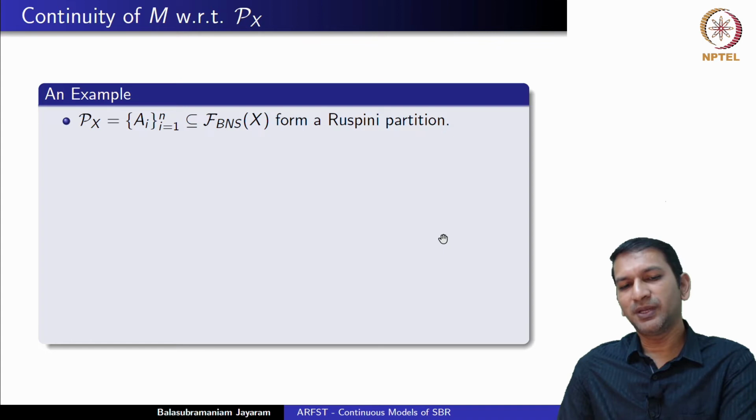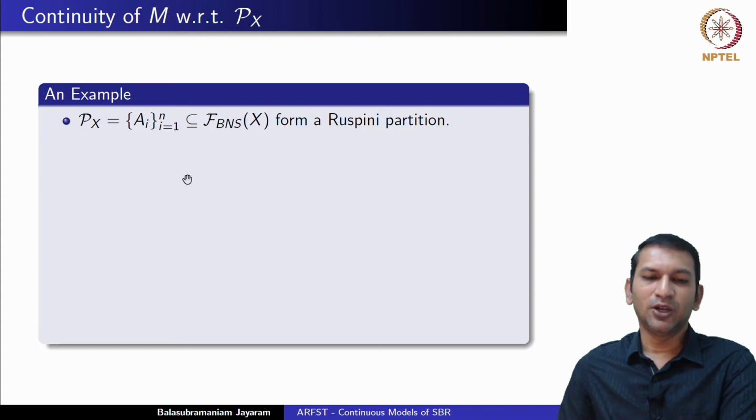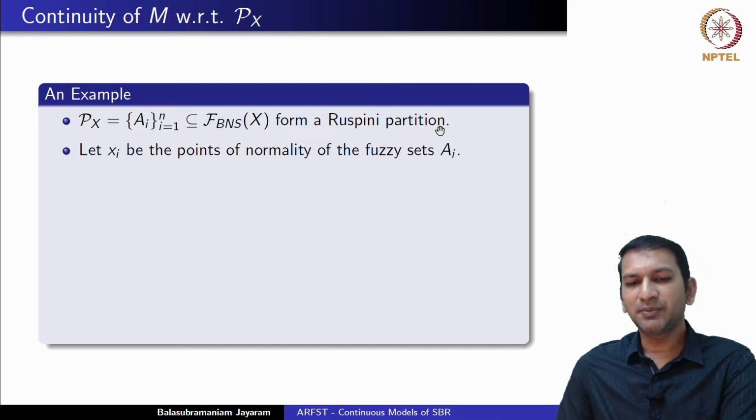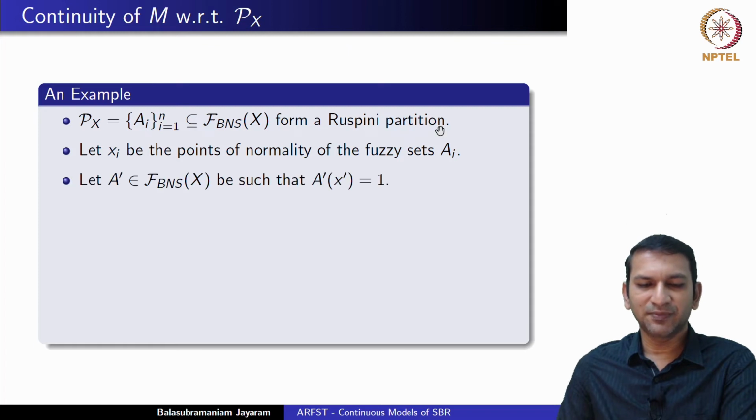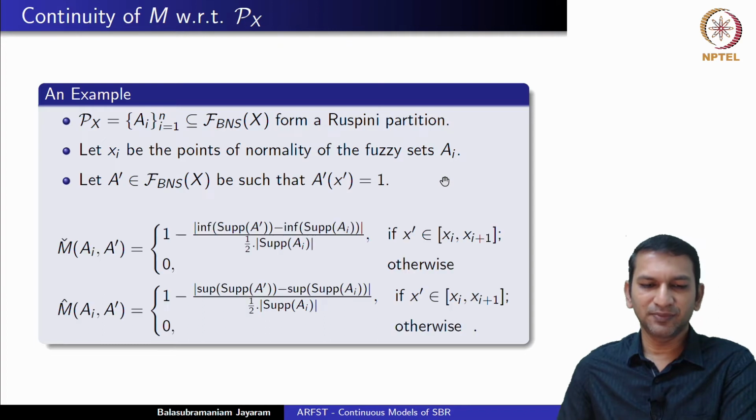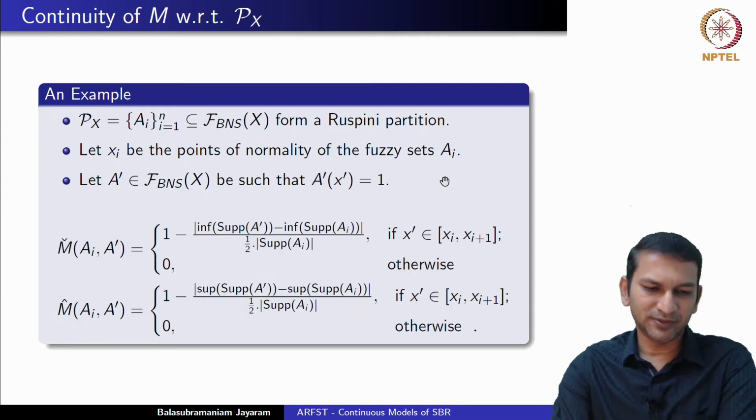Are there examples of such matching functions? Well, yes. Look at a covering of a set based on fuzzy sets which are bounded, normal and symmetric. Let's assume that these form a Ruspini partition of X. We could also assume X itself to be bounded. And let xi be the points of normality of these fuzzy sets Ai. And given an A', which is once again coming from this FBNS of X, so that means it's bounded, normal and symmetric, let it attain normality at x'. And consider these two matching functions.